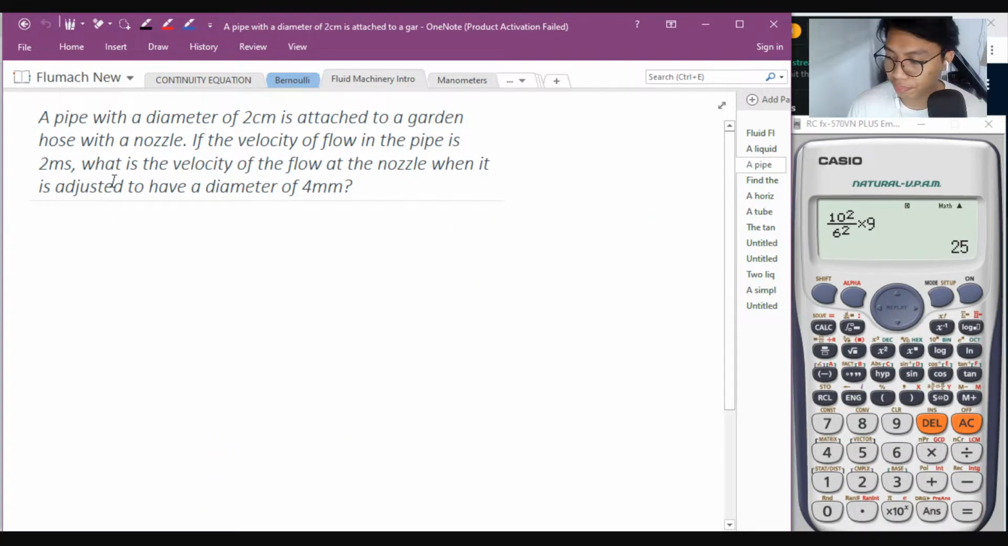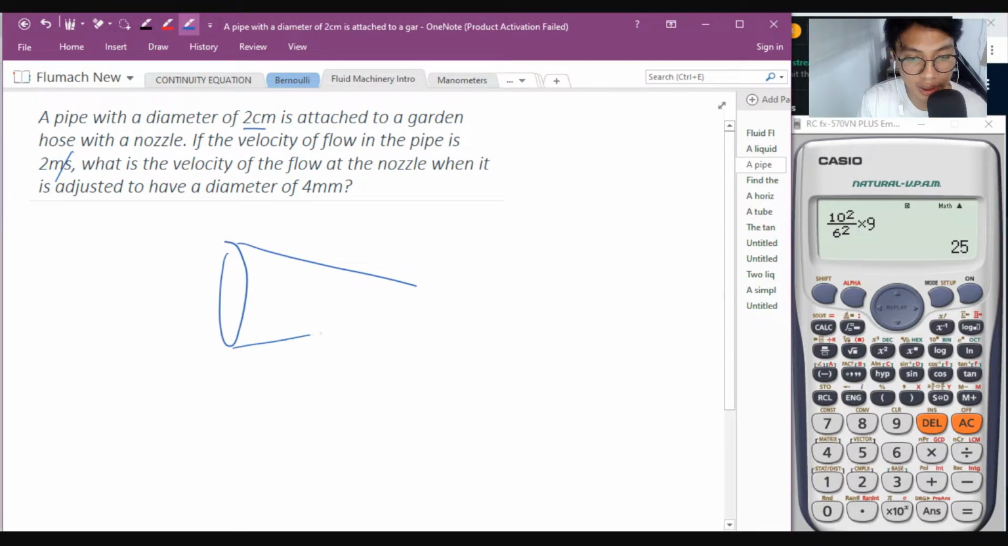Problem number 2. Same lang. A pipe with diameter of 2 cm is attached to a garden hose with a nozzle. If the velocity of the flow in the pipe is 2 meters per second, what is the velocity of the flow at the nozzle when it is adjusted to have a diameter of 4 mm? From a diameter of 2 cm to a diameter of 4 mm. So, 2 cm una.